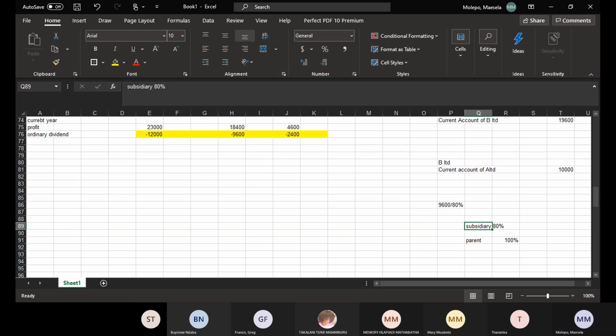Tandaga? Yes. Okay. Then we proceed with example four.